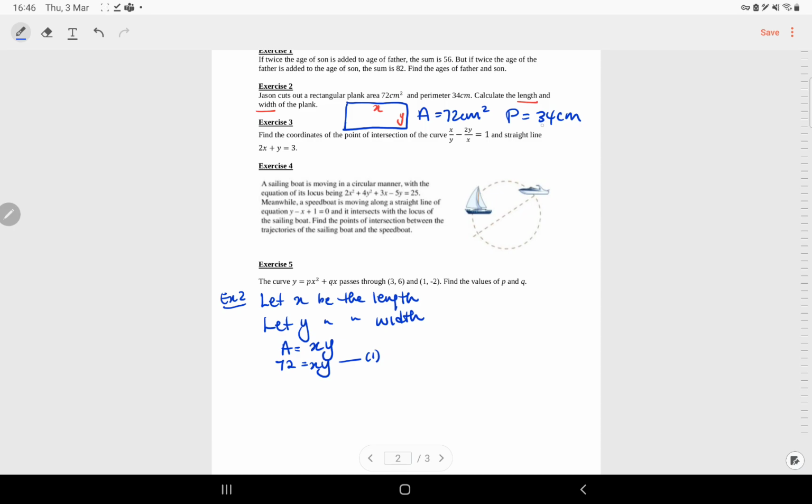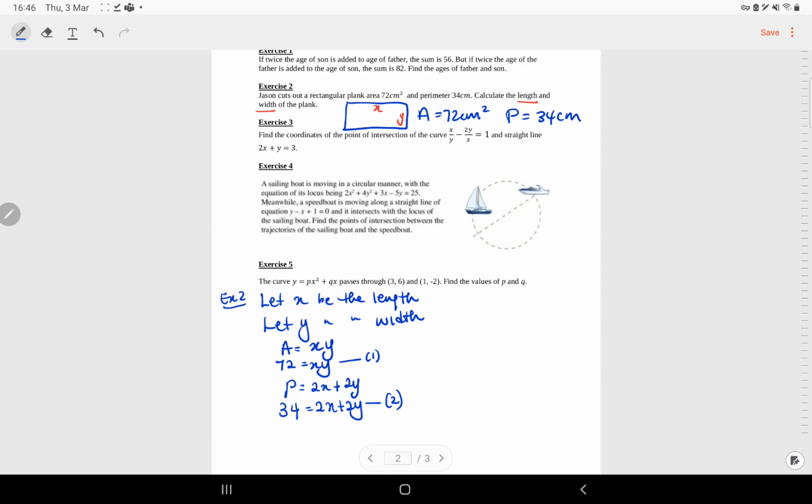Next information that we have is the perimeter of the rectangle. And how to find perimeter? Sum of all the sides. Basically, that will be x plus x, that's 2x, and y plus y, that will be 2y. So perimeter, we have 2x plus 2y. And perimeter, we are given as 34. So 34 equals 2x plus 2y. And that's my second equation.